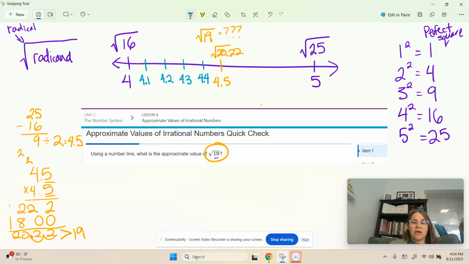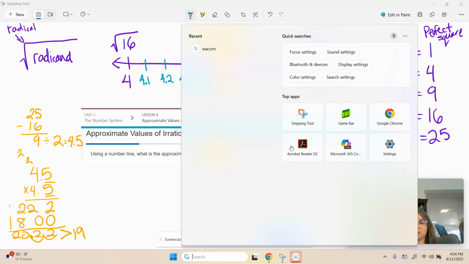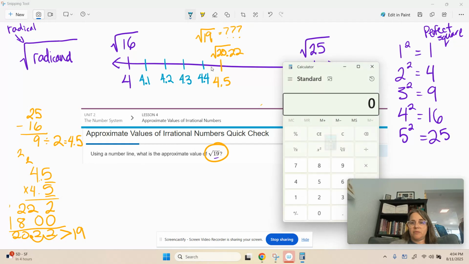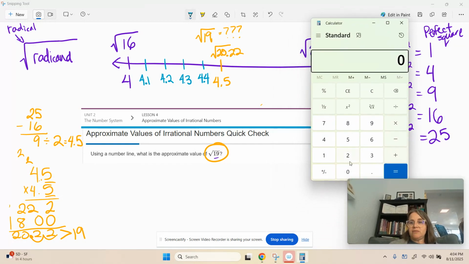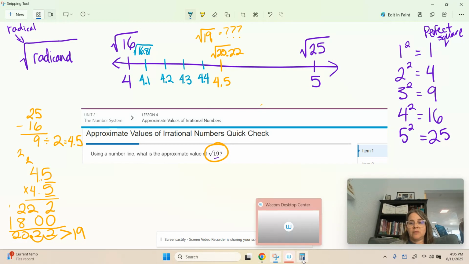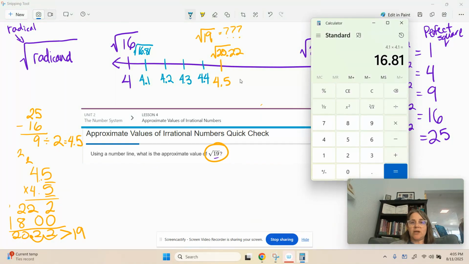Okay, why don't I use the calculator just to speed this up a little bit. This is the calculator that comes with my computer, and I'm just going to use it to do 4.1 times 4.1. 16.81. Okay, so the square root of 16.81 would be 4.1. But 16.81 isn't that close to 19, is it? It's not that close. So I'm going to keep going. I'm going to try to get closer.